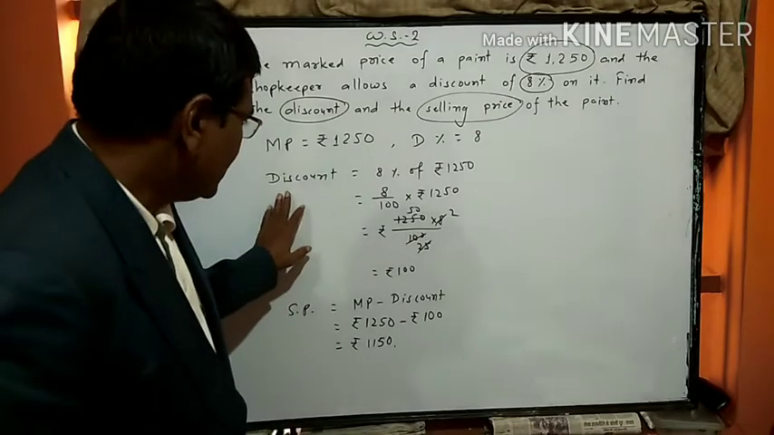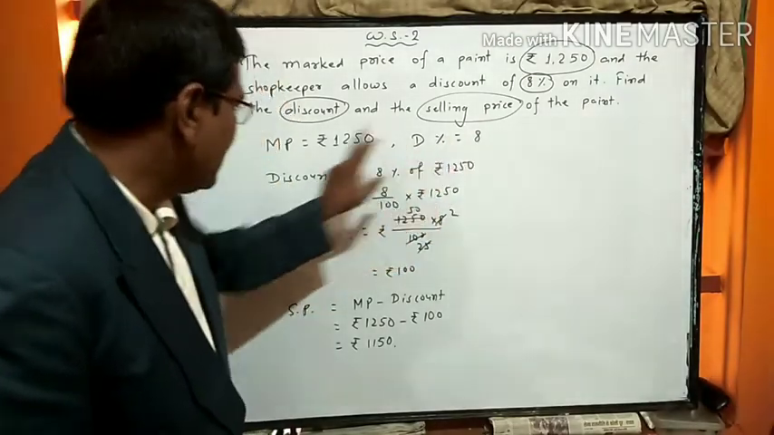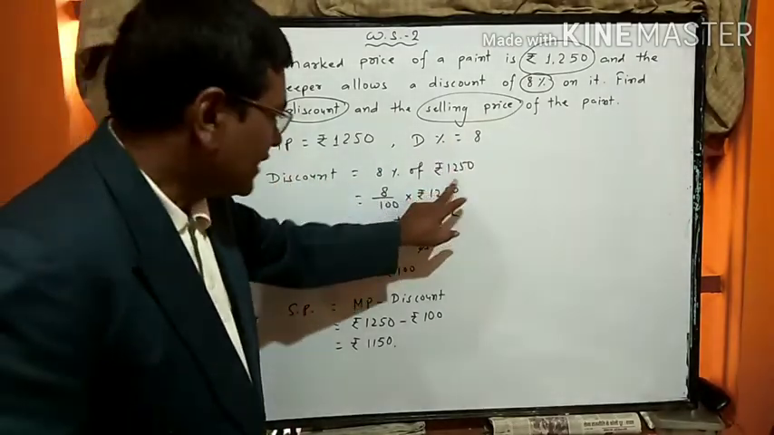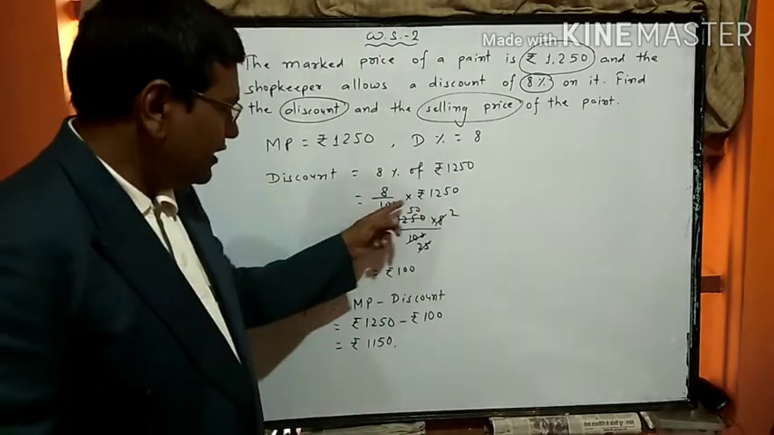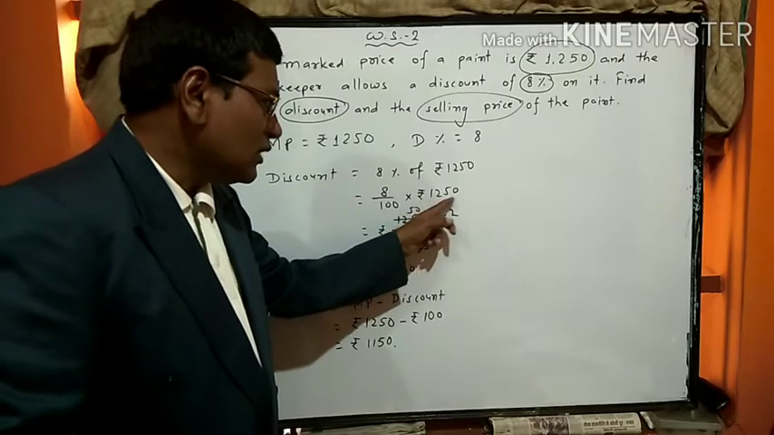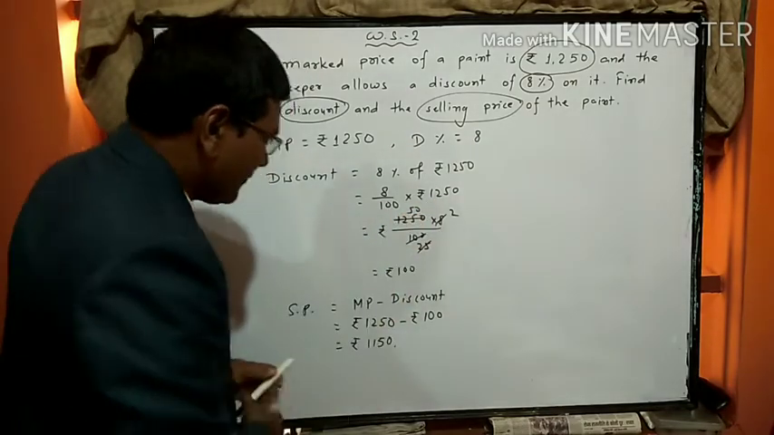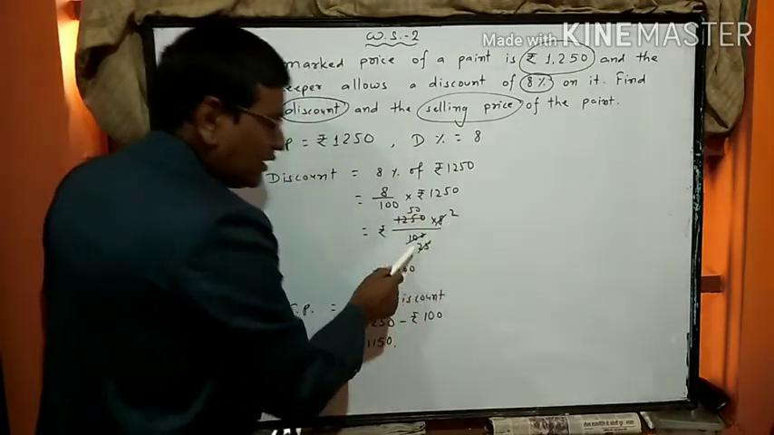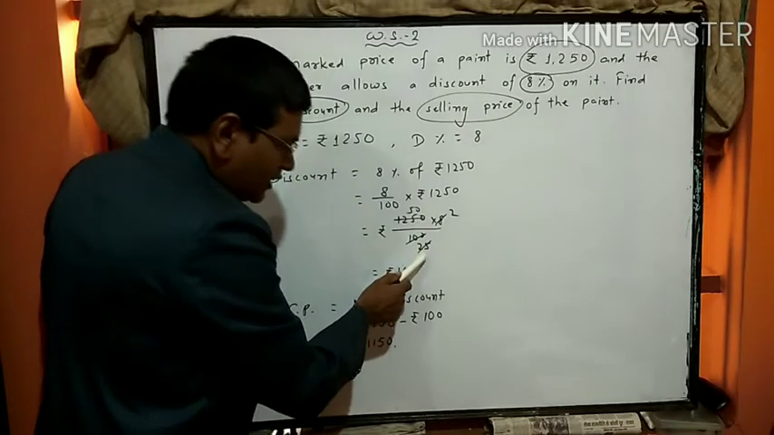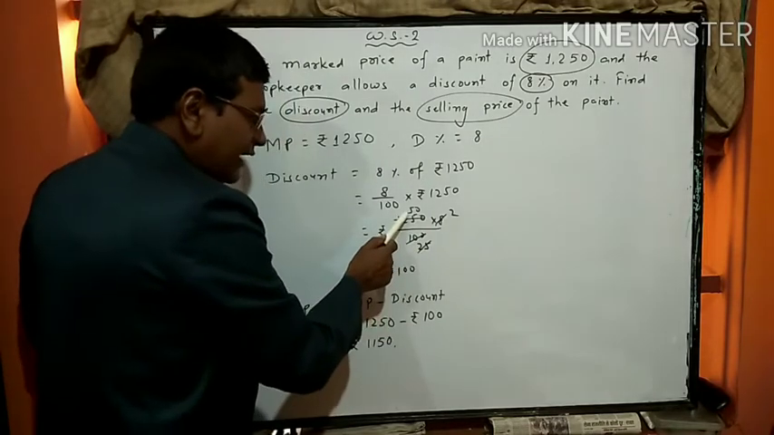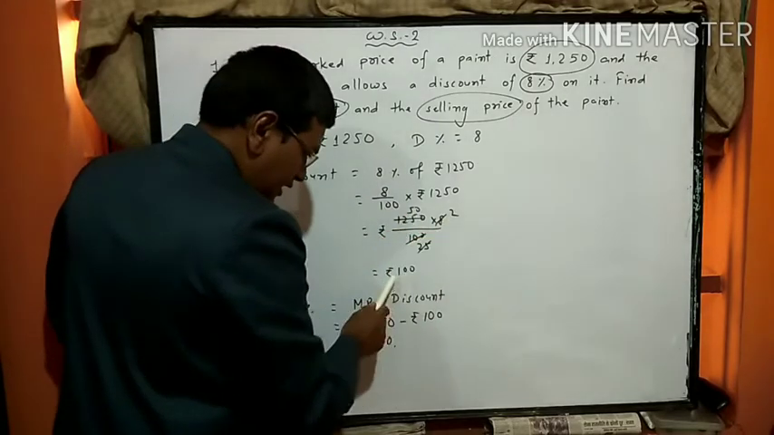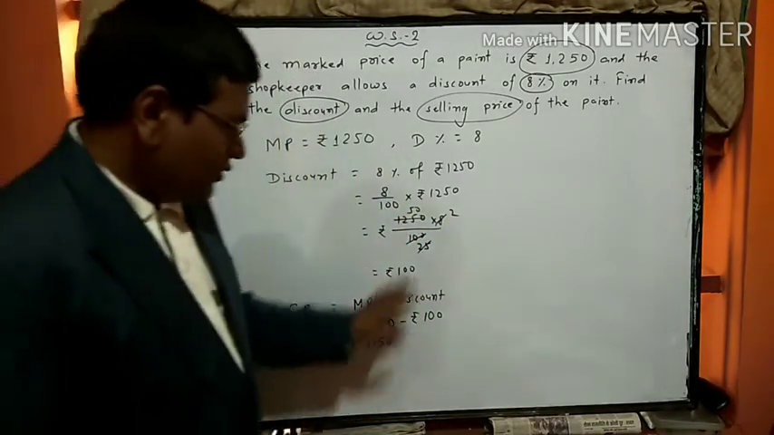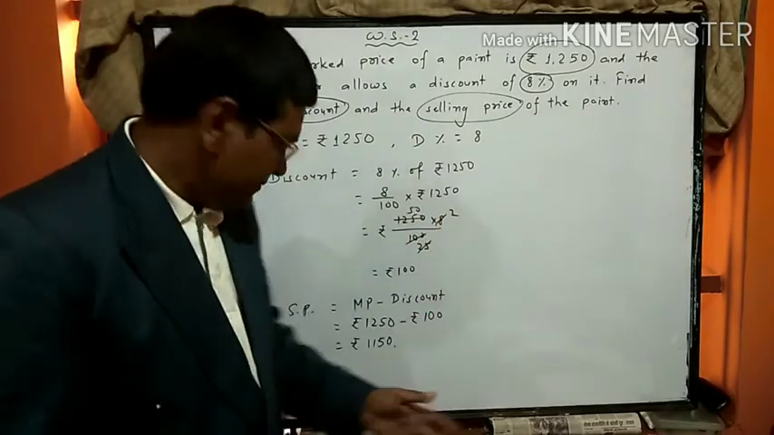As you know, discount equal 8% of MP. That means 8 by 100 into 1250. After solving, 4 2 ja, 4 25 ja, 25 1 ja, 25 5 ja, 125 and 25 0 ja. 50 into 2. It is rupees 100. You can solve it yourself as you wish.